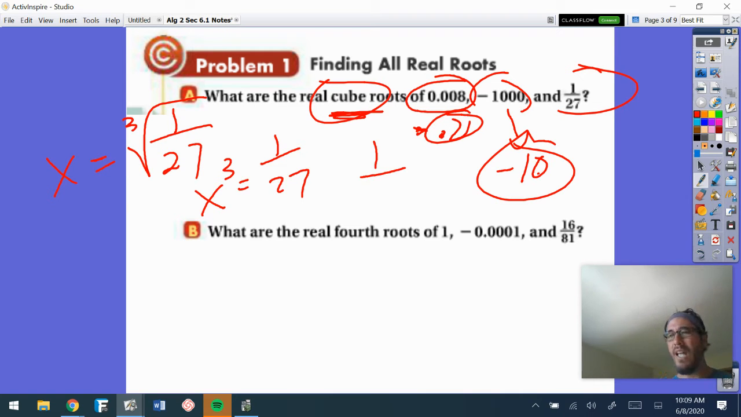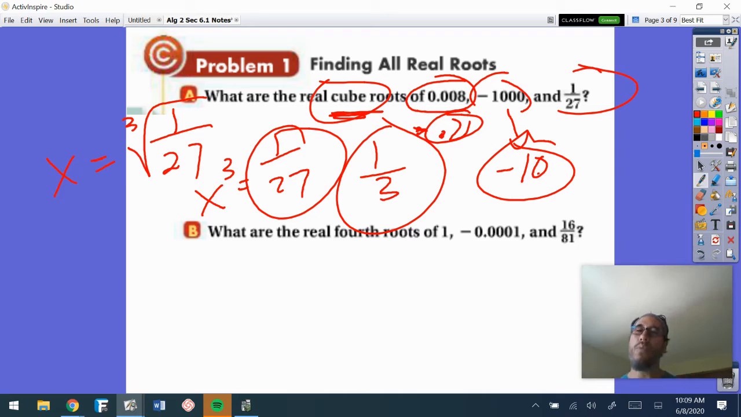Okay, and then you have a 27 on the bottom. 27 is 3 times 3 times 3. So it'd be 3 cubed, so it's 1/3. And if you were to do 1/3 times 1/3 times 1/3, you get an answer of 1/27. And that is right, the real cube root of 1/27 is a third.